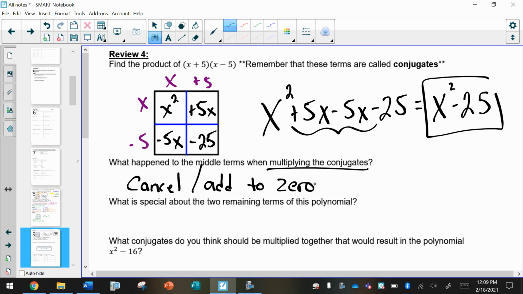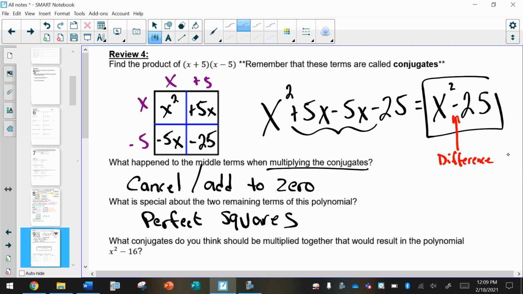They're going to add up to 0. And what's special about the two remaining terms? They're perfect squares. So the type of factoring this is called is the difference, subtraction, is sometimes called difference of two perfect squares. So that's why it's difference of perfect squares, because we are subtracting two perfect squares.